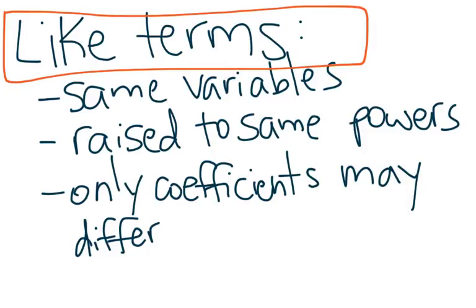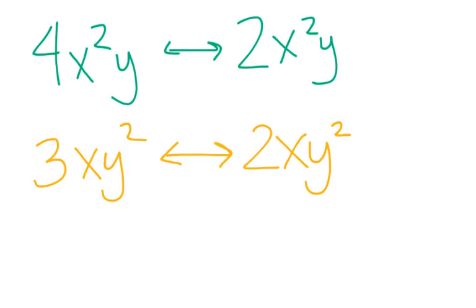Like terms. Like terms are terms with the same variables that are each raised to the same powers. Only the coefficients in like terms may be different from each other. So let's take a look at some examples.